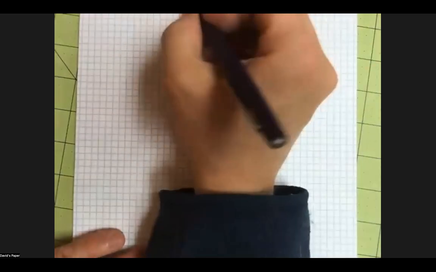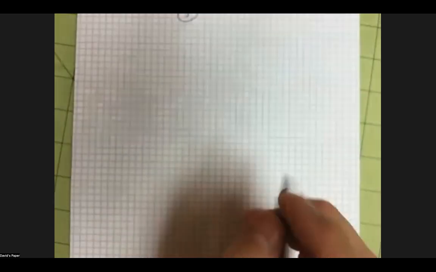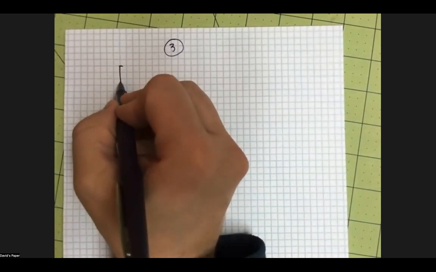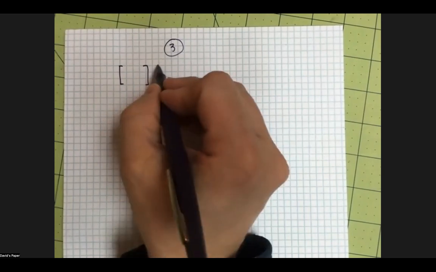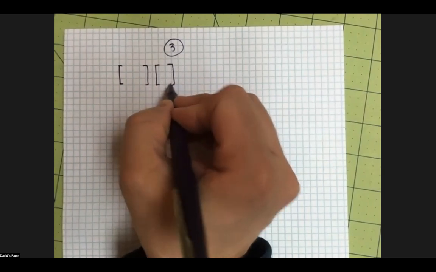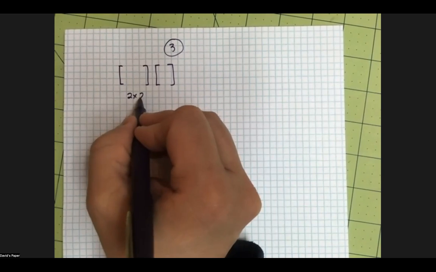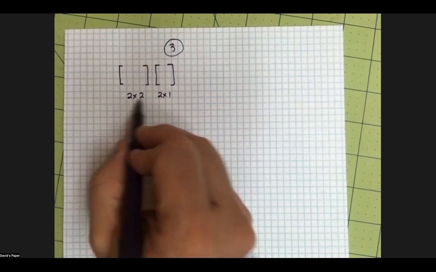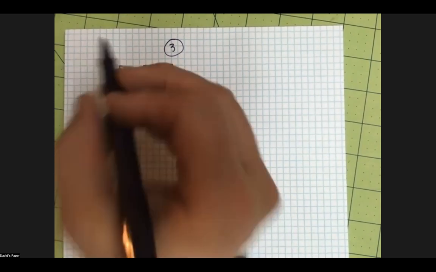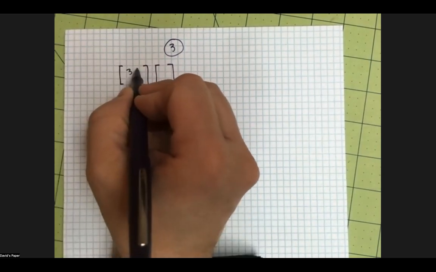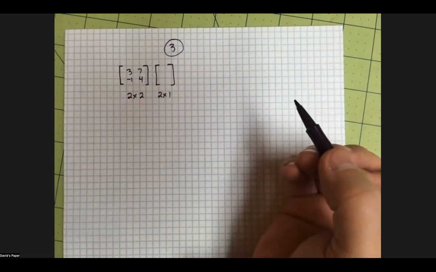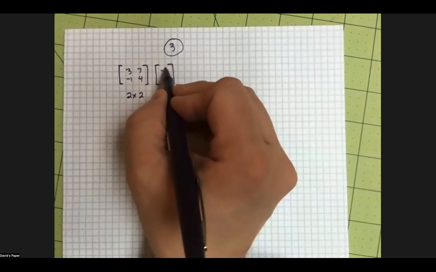Let's move to page 3, and we'll take a break in a few minutes. So let's just practice a 2 by 2 times a 2 by 1. This is going to be our most common application. And this is not a lot of calculations to perform. Let's say the 2 by 2 is 3, 7, -1, 4. Let's say the 2 by 1 is -3 and 1.